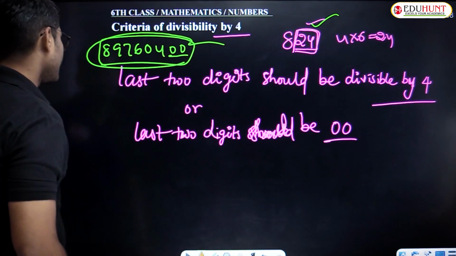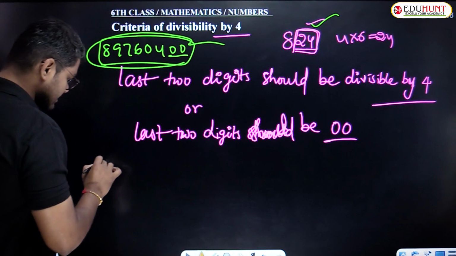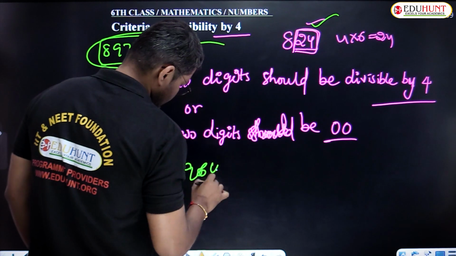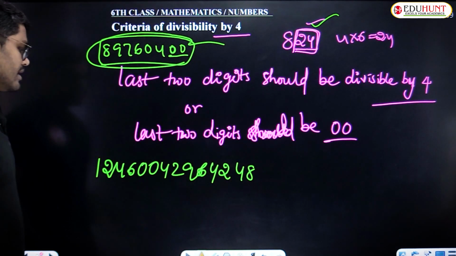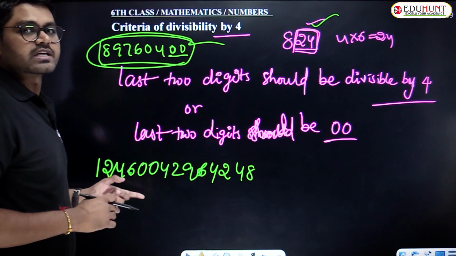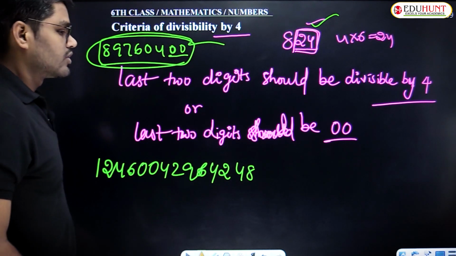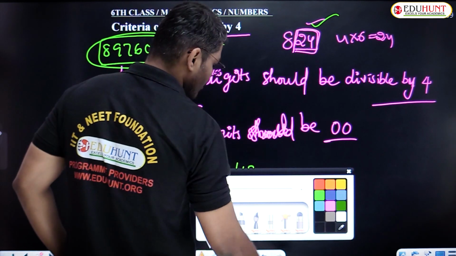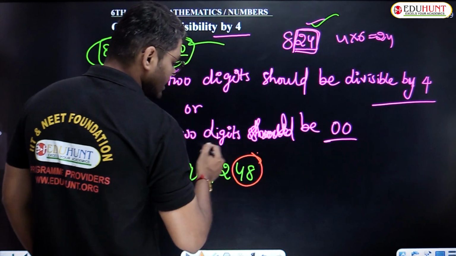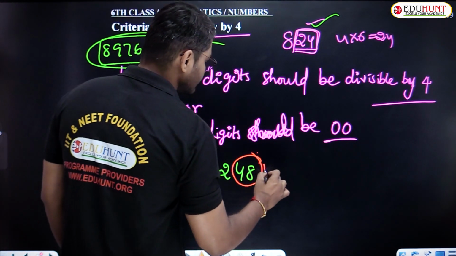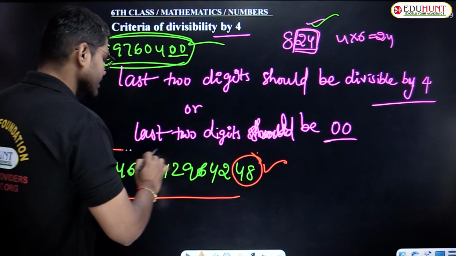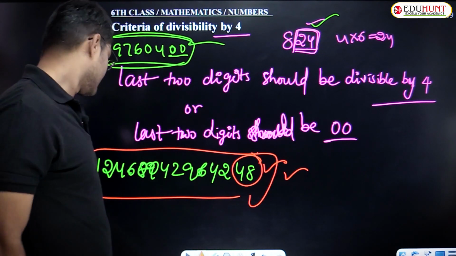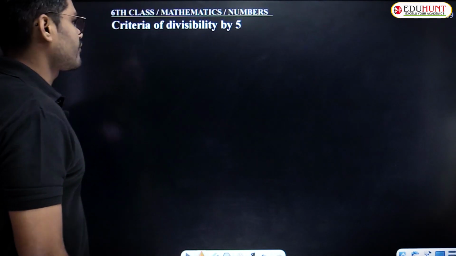Okay. If a number is given like this, we have to check whether this number is divisible by 4 or not. What we have to do? Immediately check the last 2 digits. What are the last 2 digits? 48. Is 48 divisible by 4? Yes. 48 is divisible by 4. Therefore, this whole number is divisible by 4. Very simple. Okay, students, did you understand now? Right. Let's move on to the divisibility rule of 5.